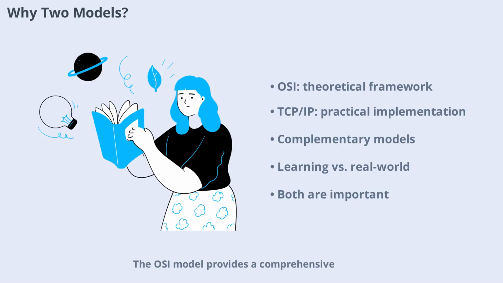The OSI model provides a comprehensive theoretical framework for understanding network communication, while the TCP/IP model offers a practical, real-world implementation. Together, they complement each other, with the OSI model serving as a guide for learning and the TCP/IP model powering the internet.